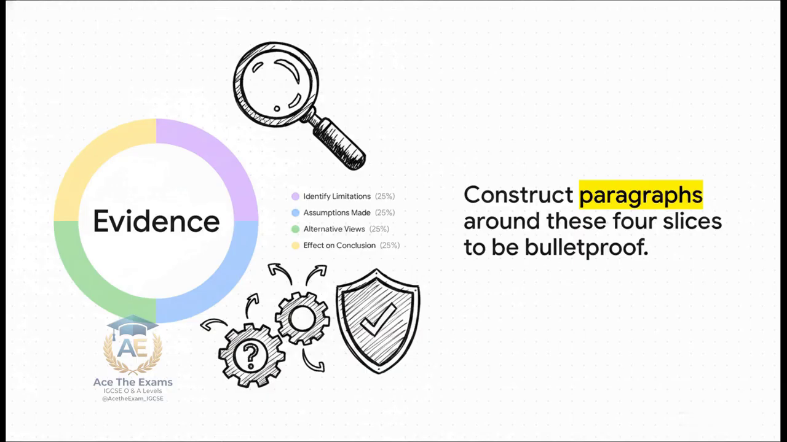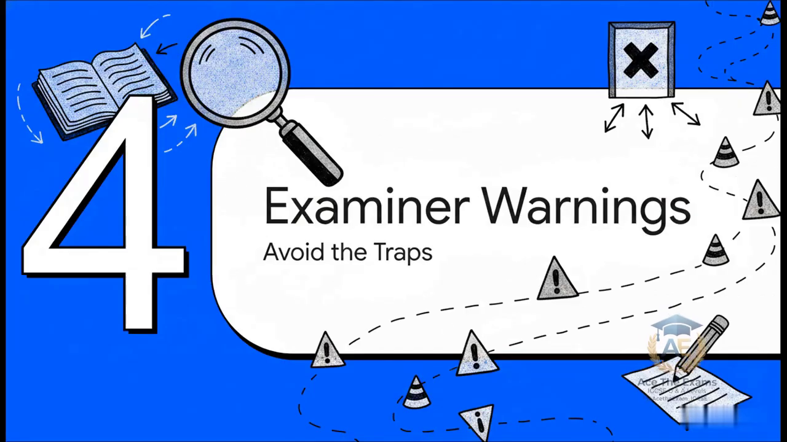Third, offer alternative interpretations of the financial evidence. And fourth, evaluate the ultimate effect on the conclusions. If you structure your argumentative paragraphs around these 4 pillars, you are effectively forcing the examiner to give you top marks for evaluation. Let's look at Section 4, Principal Examiner Warnings.